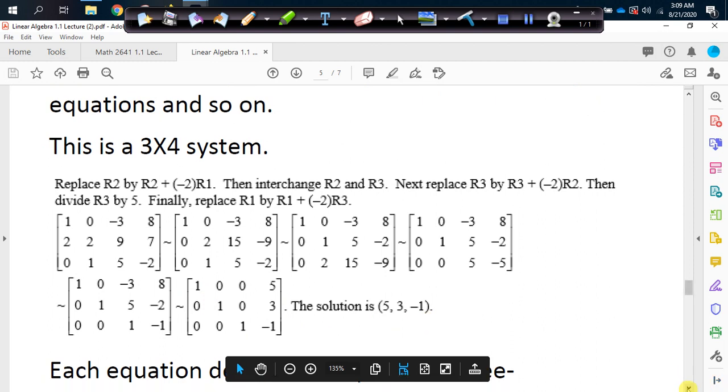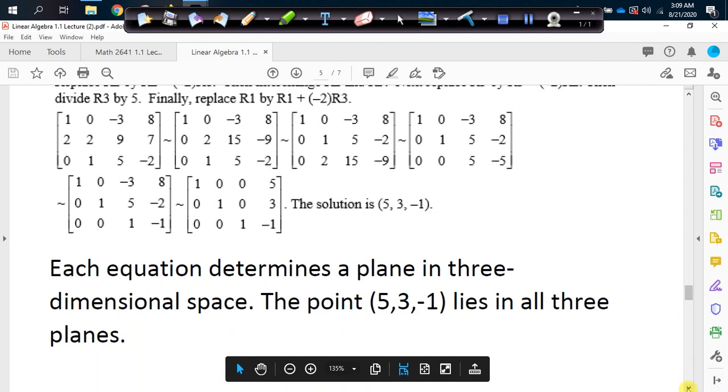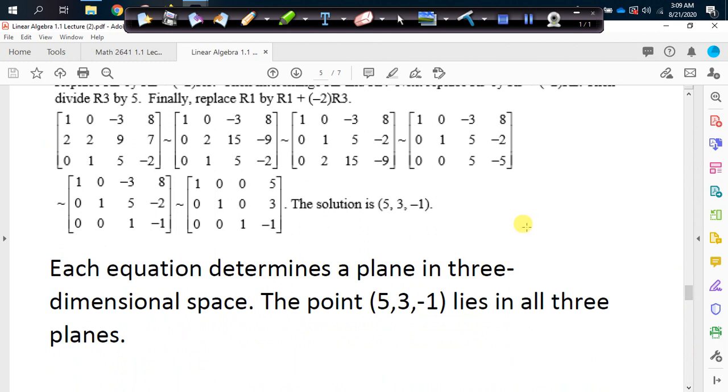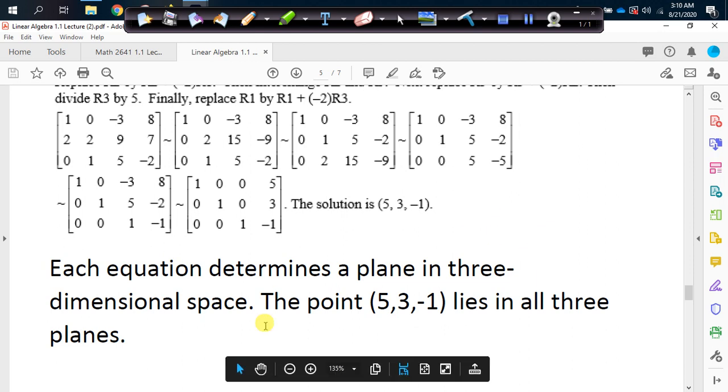Now it's an ordered triple, and the equations determine planes in three-dimensional space. The three equations, each one represents a plane, and this is the point that lies in all three planes.